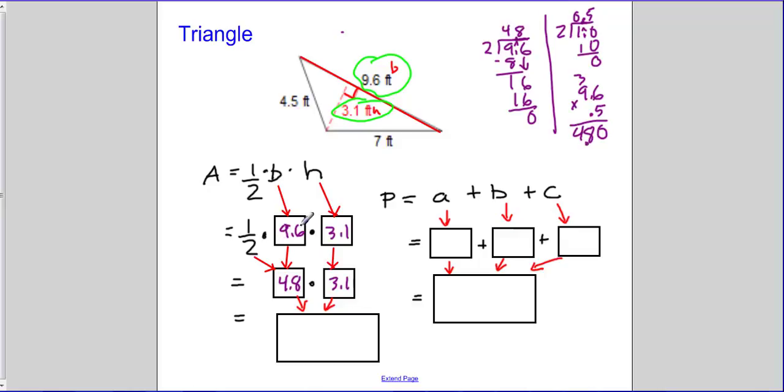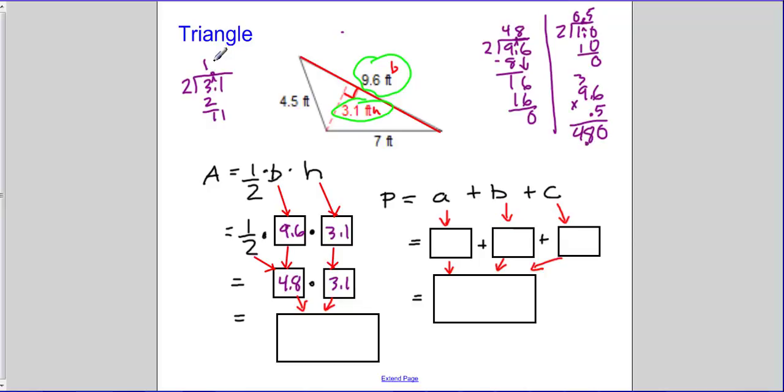And you could also have multiplied 9.6 times 3.1 first, get what that is, and then take half of that. Or you could take half of 3.1. That's a little harder. That would be 1.55, I believe. Let's just check that. It's probably not the easiest way to do this. So 2 goes to 3 once. 1 times 2 is 2.